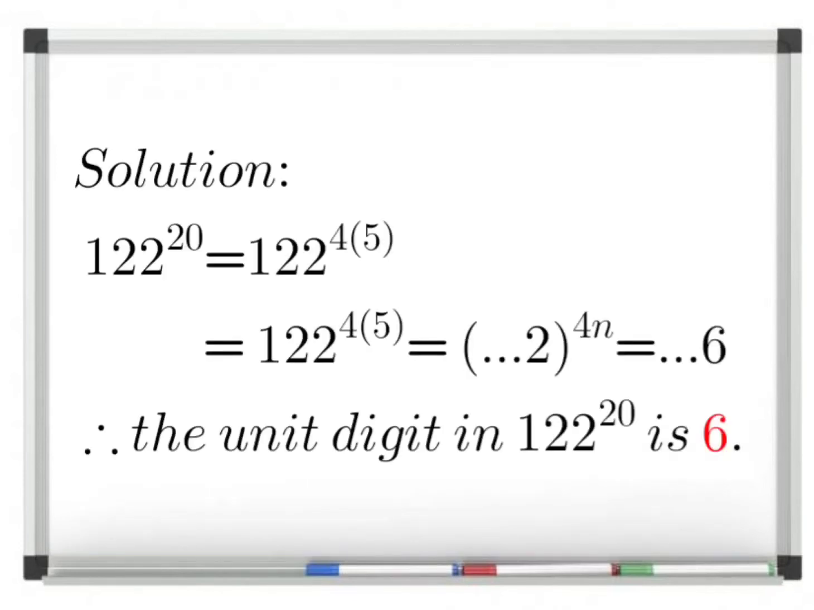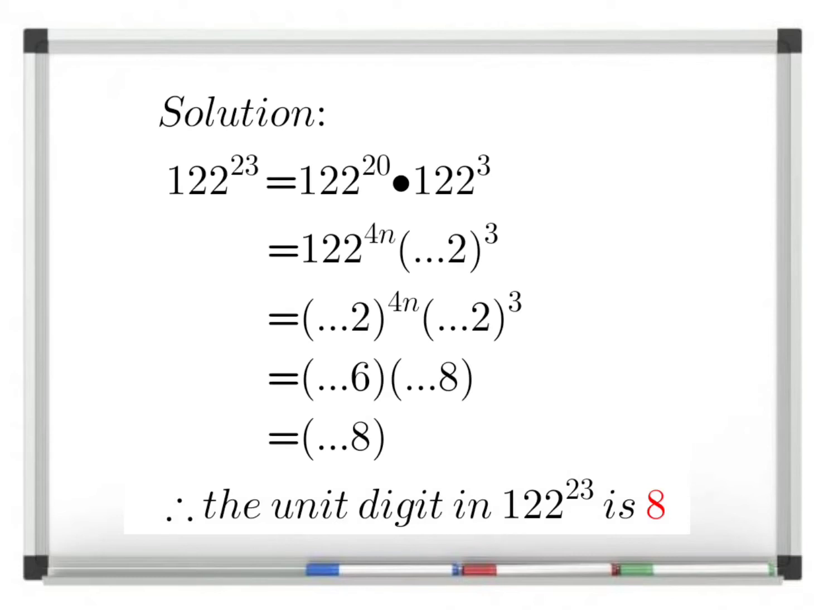Let us proceed to example number 1. That is 122 raised to 20 equals 122 raised to 4 times 5. Using the property, quantity raised to 4 times n times, then the unit digit in the product is 6. Therefore, 122 raised to 20, the unit digit in the product is 6.